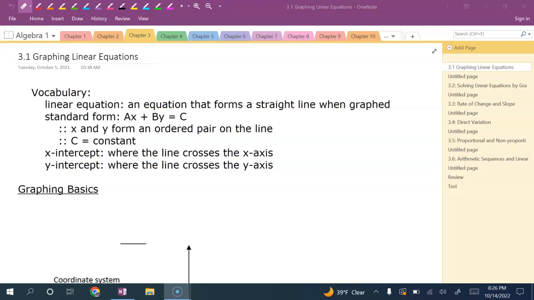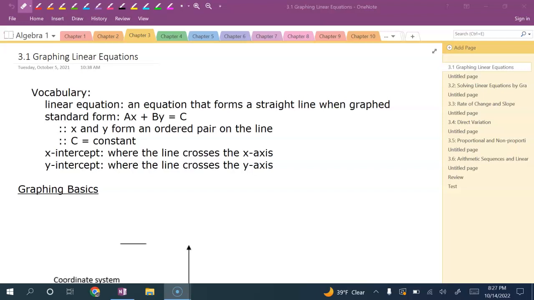Chapter 3, Section 1 is about graphing linear equations. Before we get too far into this section, I want to go over some vocab words that we're going to need to be familiar with as we get started with this new chapter.